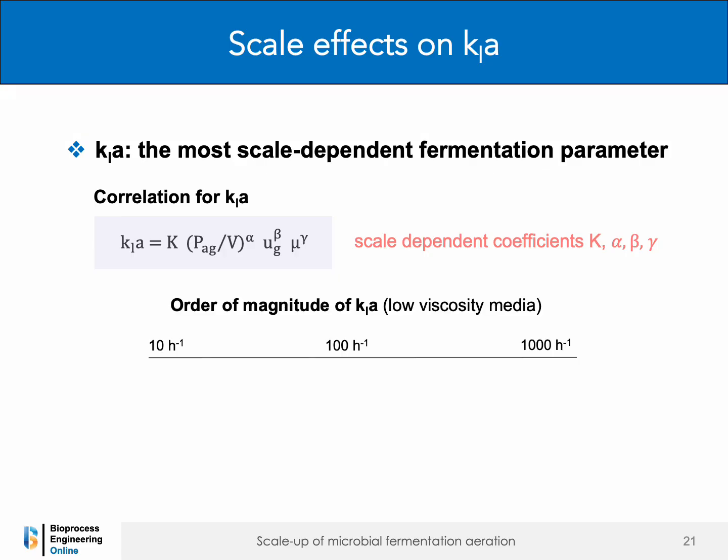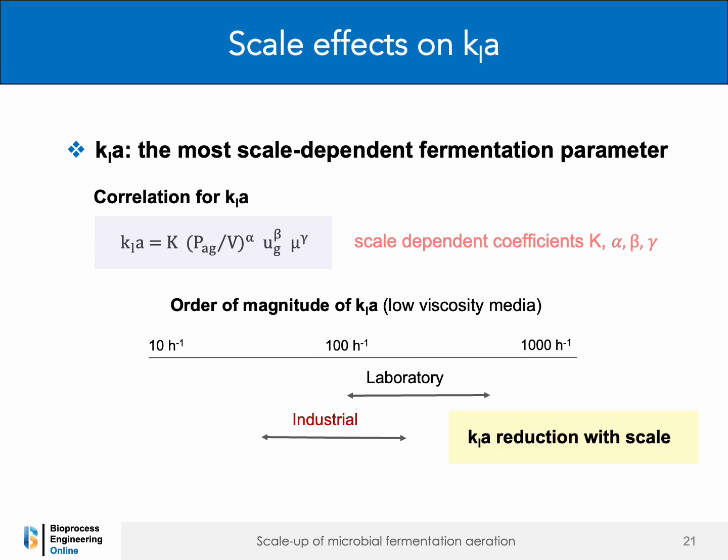For low viscous fermentation media, the typical orders of magnitude of KLA are between 100 and 500 hour^-1 in small laboratory fermenters, and between 50 and 200 hour^-1 in intermediate and large-scale fermenters. As a consequence, a substantial reduction in KLA is generally unavoidable when scaling up aerobic fermentations.